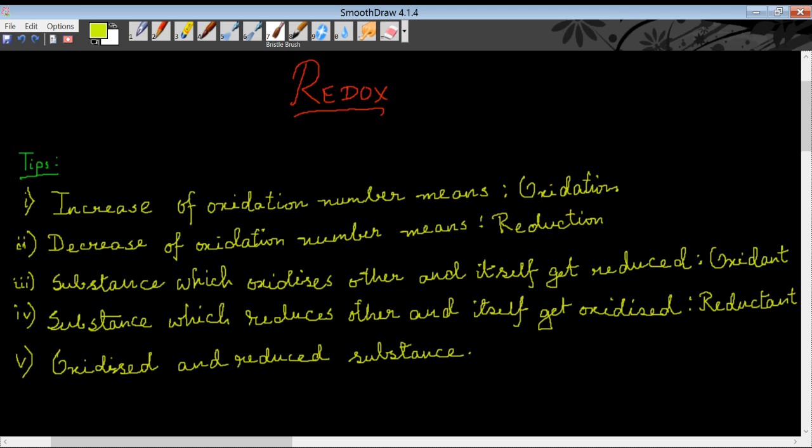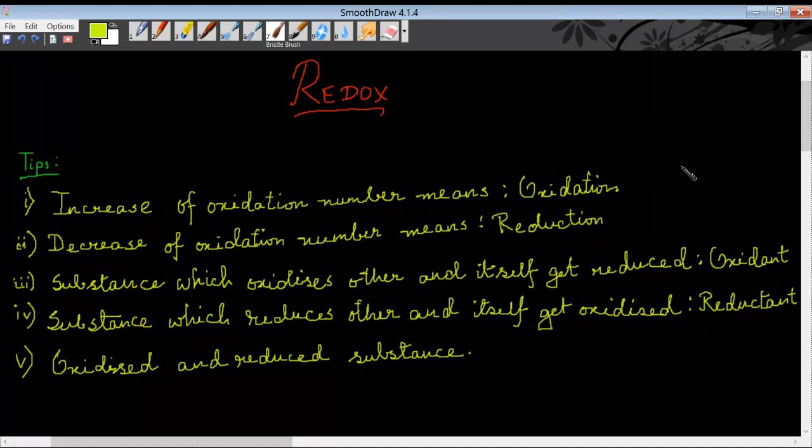Today I will tell you how to balance a chemical reaction by the oxidation number method. There are a few rules for this method. I will tell you about these rules and also a few examples.